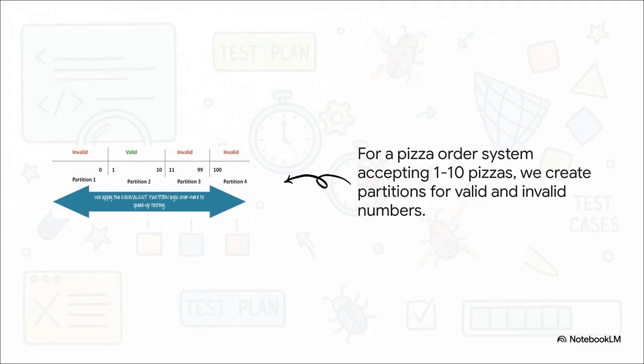Let's make this super clear with an example we can all get behind. Pizza. Let's say our system lets you order between 1 and 10 pizzas. Using equivalence partitioning, we can spot a few obvious groups. You've got your valid partition, which is any number from 1 to 10, and then you have your invalid partitions, 0 and any number less than that, and of course, 11 and any number higher than that.